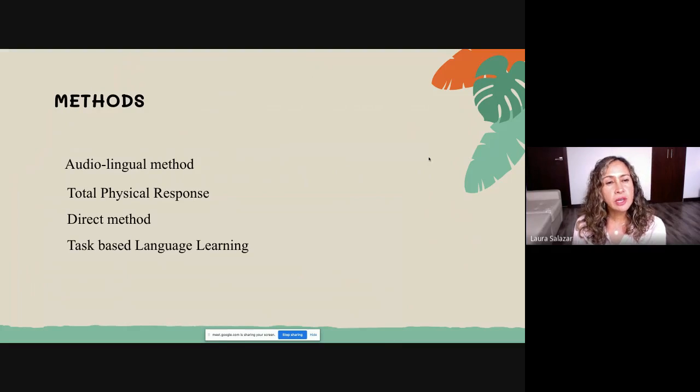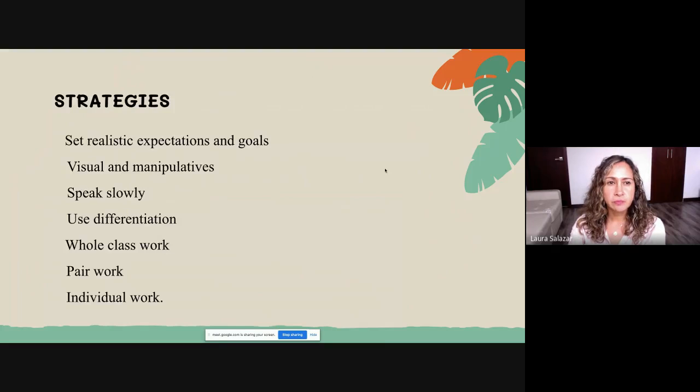The methods that I use: audiolingual method, total physical response, direct method, task-based language learning. The strategies that I use for this lesson: set realistic expectations and goals, visuals and manipulatives, speak slowly, use differentiation, whole class work, pair work, and individual work.